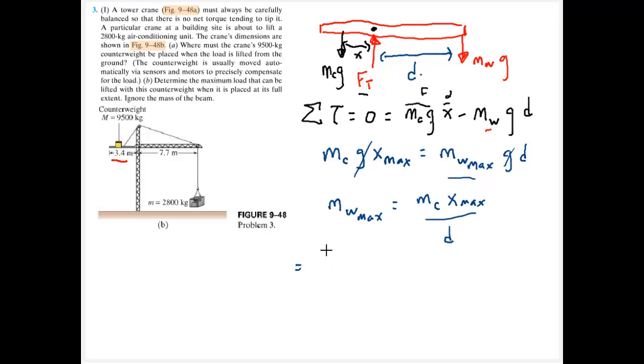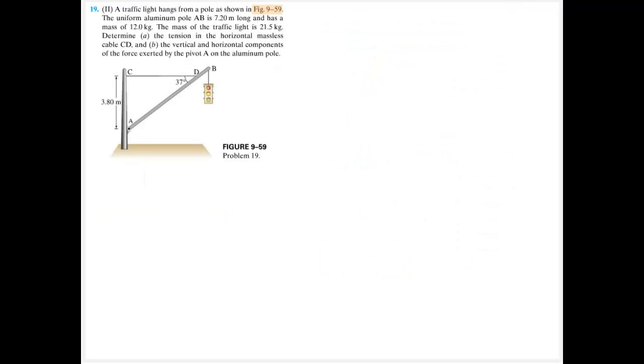So the mass of the counterweight is going to be 9500. The maximum distance that it can be extended is going to be 3.4 meters. Divide that by 7.7 meters, and we're going to end up with about 4,200 kilograms.